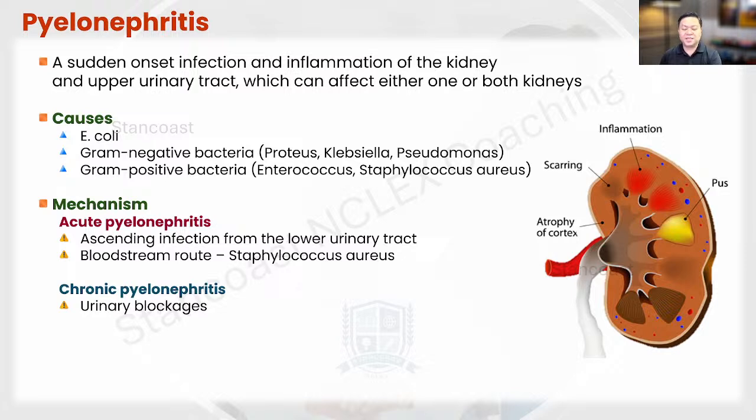And with this type of pyelonephritis, this is going to be caused by many forms of blockages, and part of that is the VUR, or what we call vesicoureteral reflux. And this is that section near the end point of the ureter and the bladder.